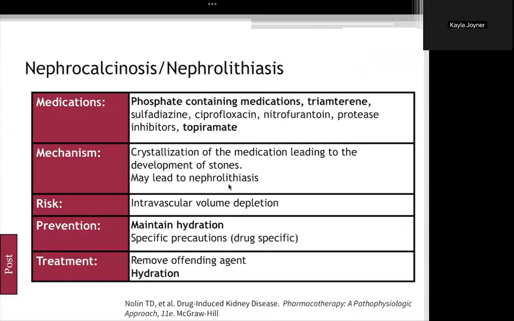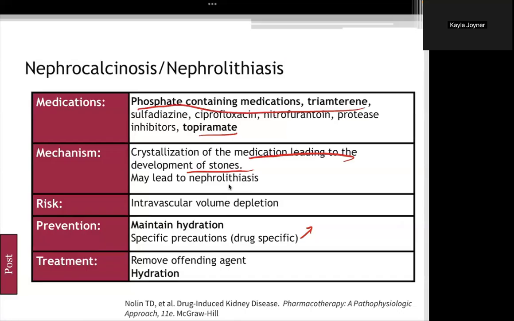You also have drugs that can cause nephrocalcinosis and nephrolithiasis. These are agents that cause crystallization of the medication, leading to development of stones. You can do some things drug specific to help this, such as alkalizing or acidifying your urine, but it is agent specific. And I did list some medications up here at the top. Please note the ones that I highlighted here as the most common.